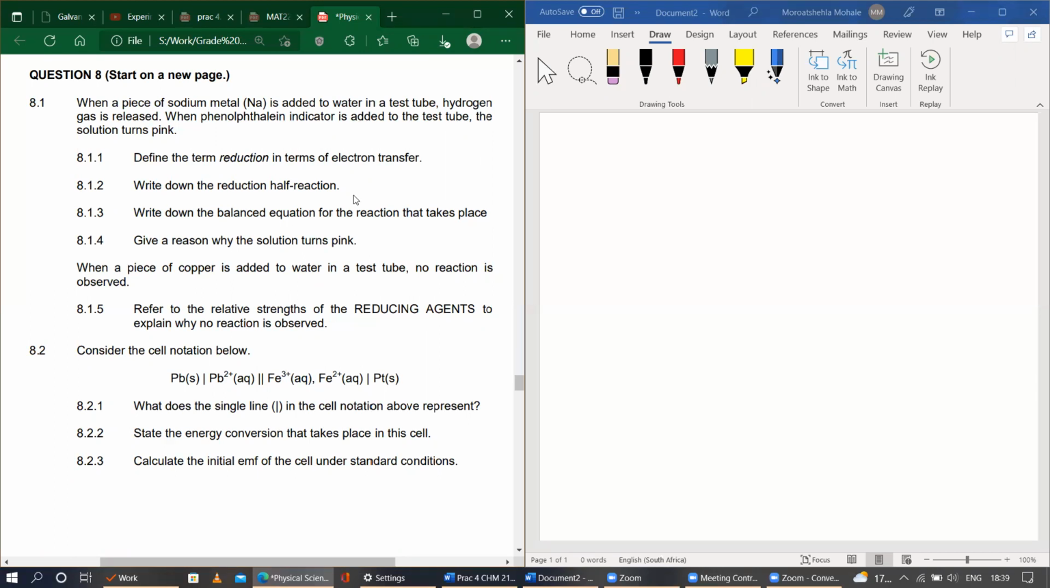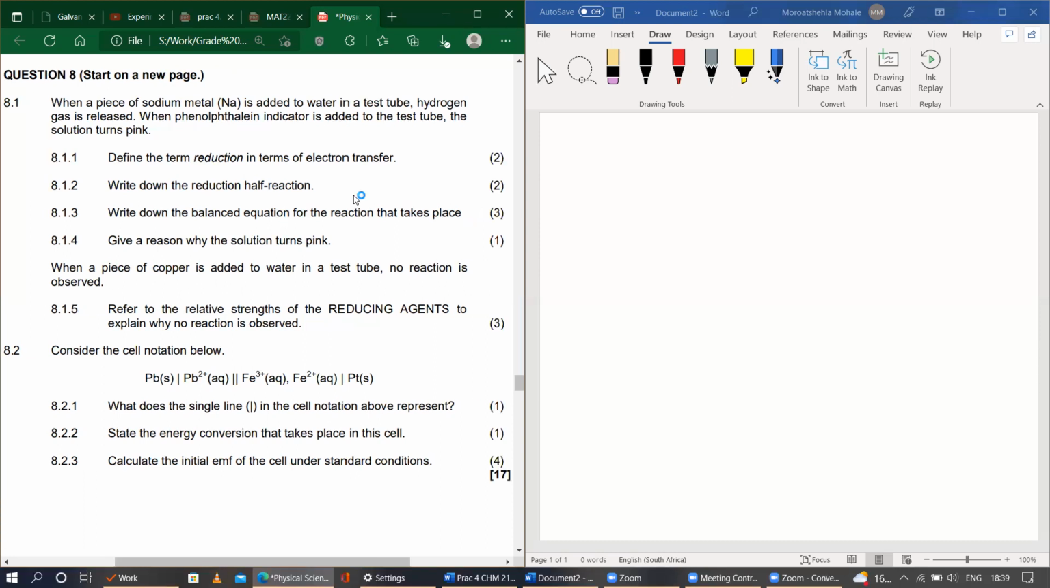So they ask us to describe the term reduction in terms of electron transfer. In terms of electron transfer, reduction is when an ion gains electrons. I think that's a simple enough concept. They say the sodium metal is added into a test tube of water. Then they're gonna ask us for the reduction half reaction.